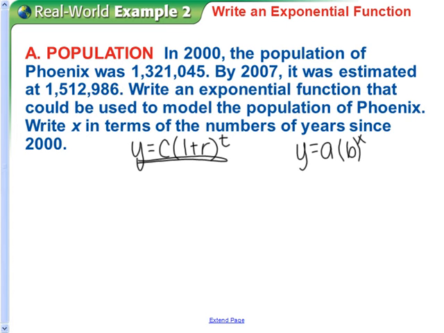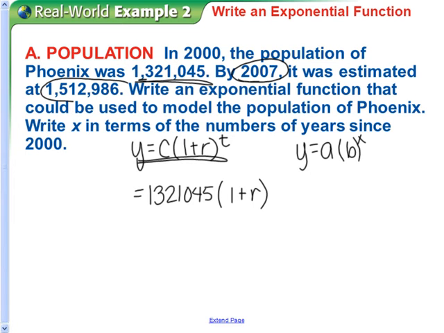So what we do here is we think about c as our initial amount. That's what our initial amount was. So I'm going to put that in, 1.3 million. 1 plus, we don't know what our rate is, and we're going to have to find that, so I'm going to leave that as r. But we can use 2007 and the 1.5 million number to help us figure out what that's going to be. 1.5 million is going to be in for y. And 2007, which is going to be 7 years after it, goes up there.